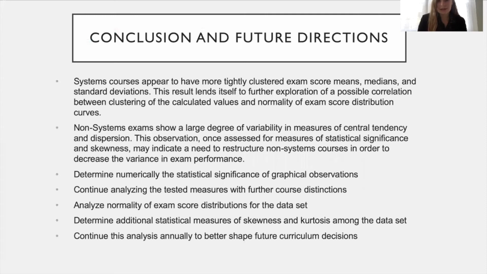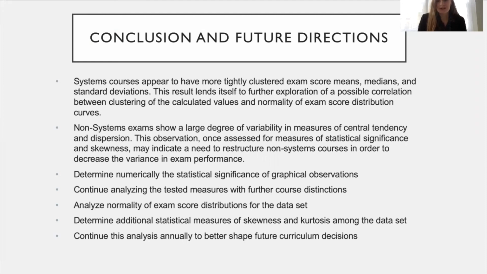As I mentioned, they do appear more tightly clustered in terms of mean, median, and standard deviations. And that lends itself to a further exploration of whether or not the systems course exam grades actually correlate with a value of normality, or that bell-shaped Gaussian curve we all expect to see from an exam. Additionally, we saw that our non-systems exams show a lot of variability when it comes to the measures that we tested them on. Tests of statistical significance and skewness could indicate a need to restructure some of these courses in order to decrease the unexplained variance that we are seeing in the exam performance.